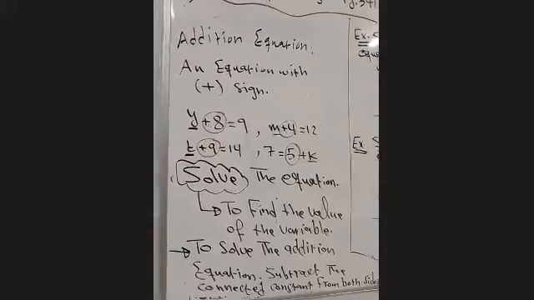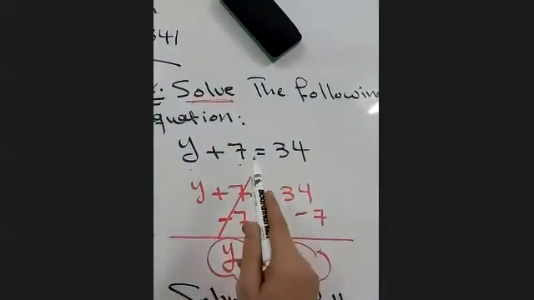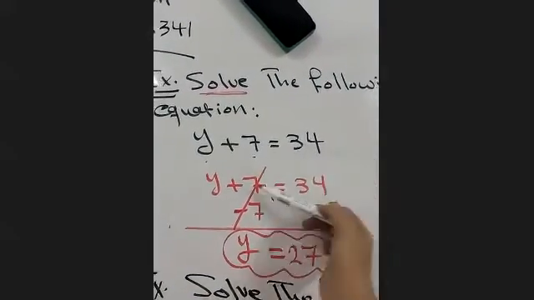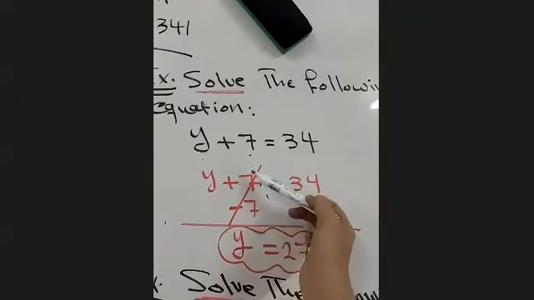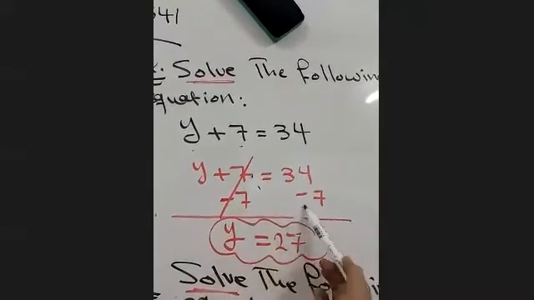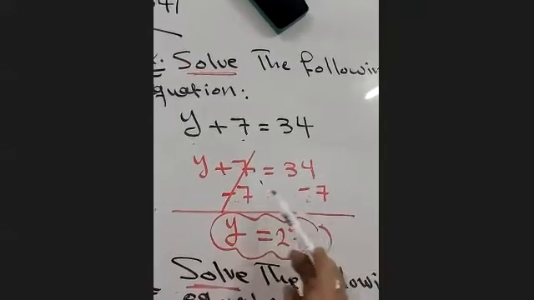Okay? Now, let's take this example. Solve the following equation. Y plus 7 equals 34. The first step, write the equation again. Then, where is the connected number? Plus 7. Subtract 7 from both sides. Exactly like this.